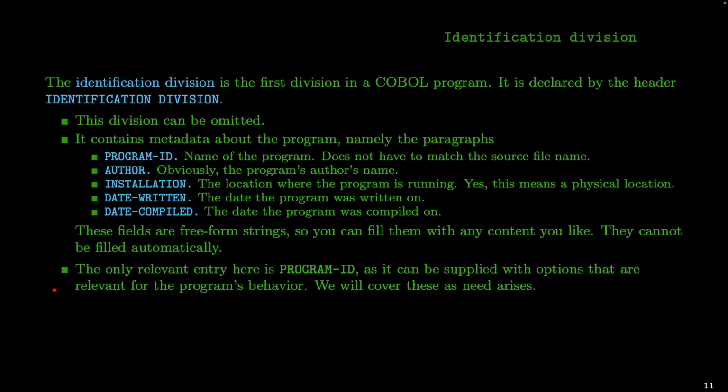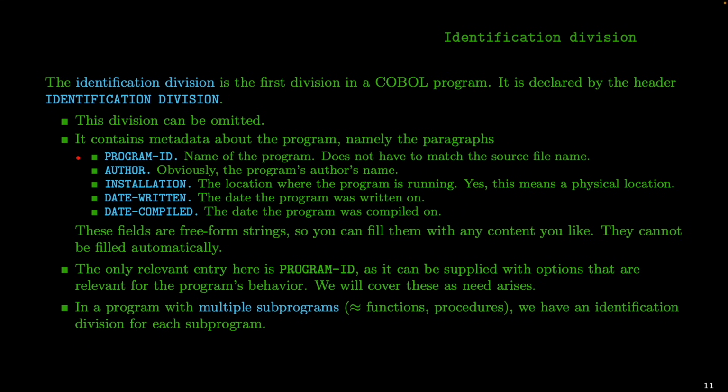What is relevant here is program ID, because you can supply different options to this that might change the program's behavior. And if we ever need one of these, I will cover it then, so I'm not going into that here. It's also important to have the program ID if you modularize your program. So if you have multiple subprograms in COBOL, which roughly correspond to functions or procedures or libraries if you want, then you will have to have an identification division for each subprogram, and you can use the program ID to call them.